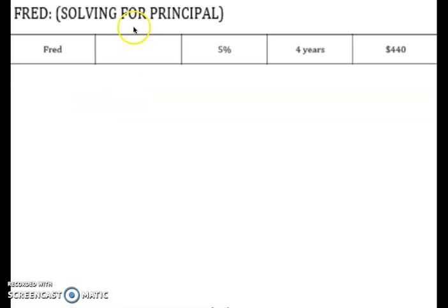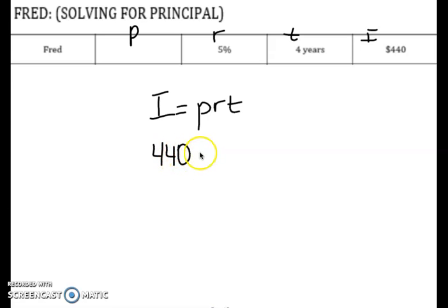The next example, we're going to be solving for the principal. So we know Fred earns 5%, that's his rate. He deposited his money for 4 years, that is the time, and the interest he earned was $440. So we still use the formula I equals PRT, except this time we are solving now for the principal. We know he earned $440, that's the interest. We don't know the principal, so we let that be P. We turn the rate into a decimal, so it's 0.05, and we know the time is 4 years.